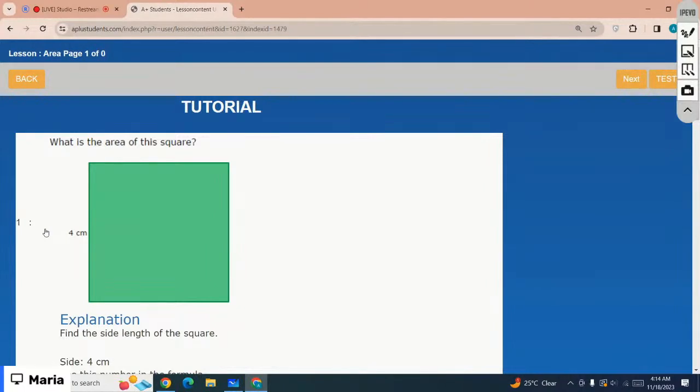Okay, what is the area of the square? You can see the side length. We use different formulas for the different shapes to calculate their area, right? Because the shapes have different sizes and different side lengths.